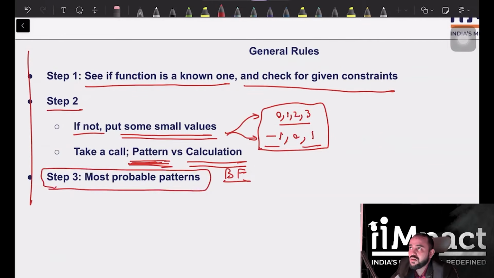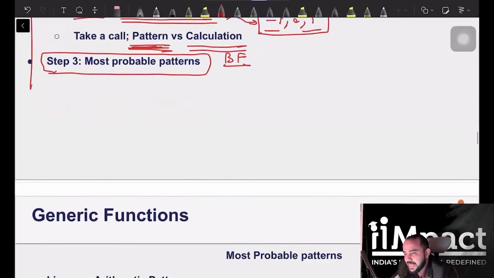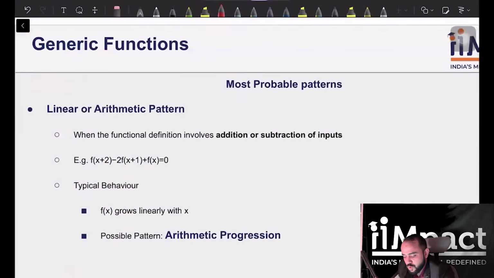This is something which, honestly, might be a bit new for you. This is a revision class, but this is probably a bit new. So let us go here. Pattern number 1, linear or arithmetic pattern. When the function definition that is given to you involves addition, subtraction of inputs, and the inputs are x to the power 1 only, typically these would grow linearly with x.